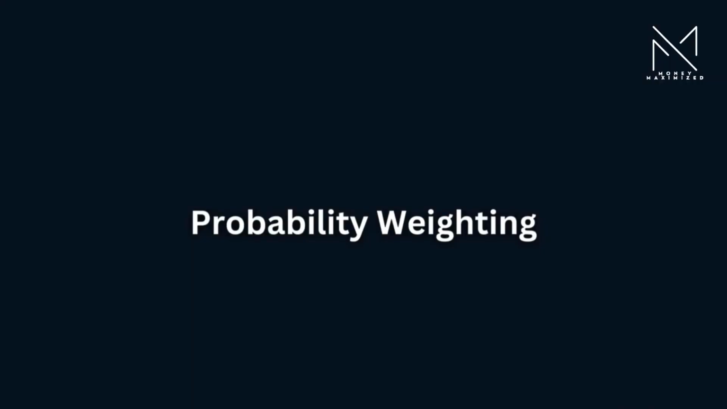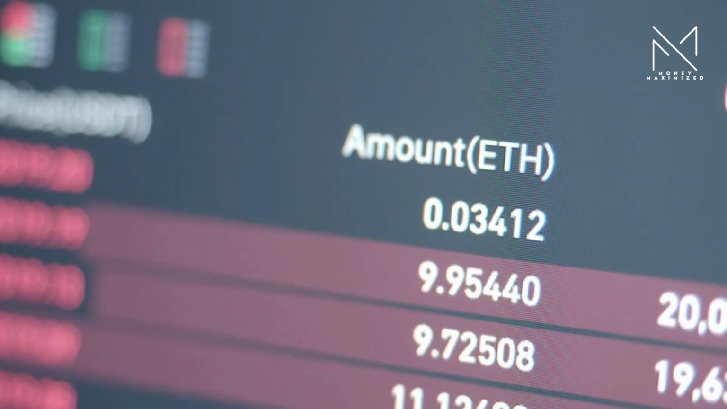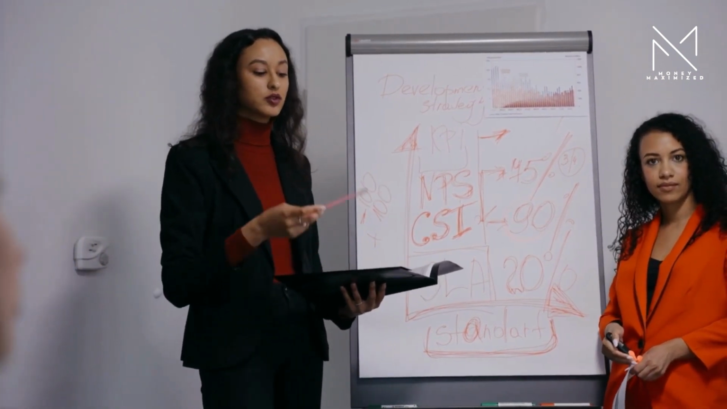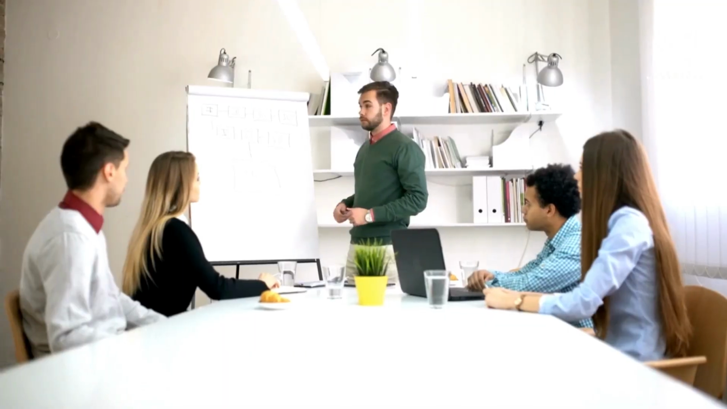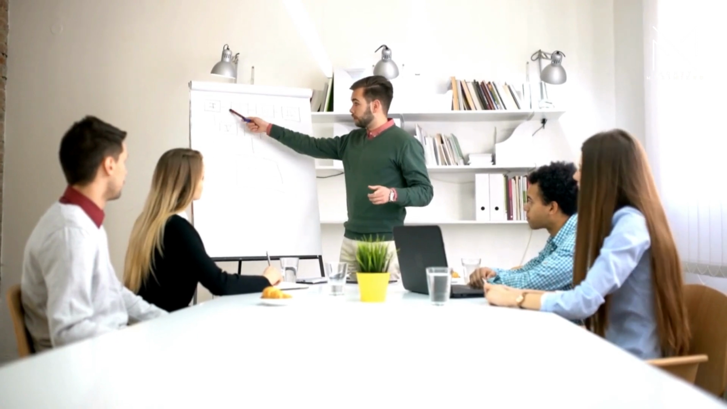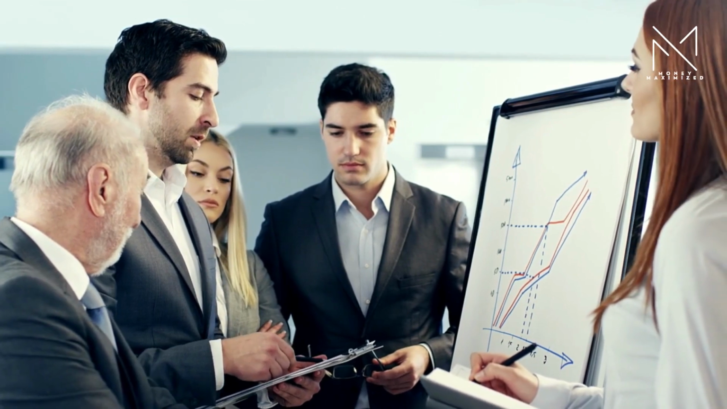Probability weighting. People often deviate from expected utility theory by not accurately assessing probabilities. Prospect theory suggests that individuals overweight small probabilities and underweight large probabilities. This means that they tend to overreact to low probability events and underreact to high probability events. Decision weights. Decision weights represent the subjective probabilities that individuals assign to various outcomes. These weights are not always consistent with objective probabilities. As prospect theory suggests, people tend to overweight small probabilities and underweight large probabilities.